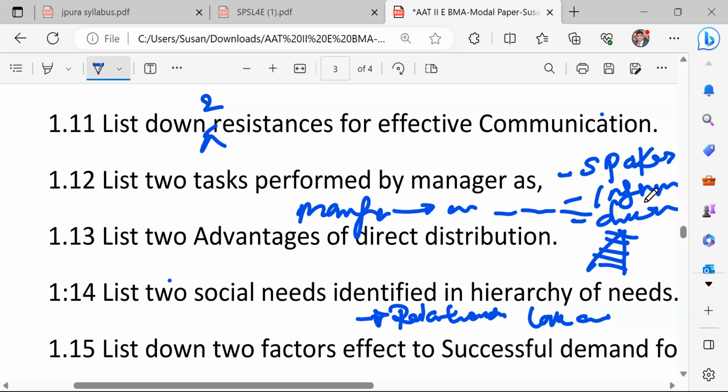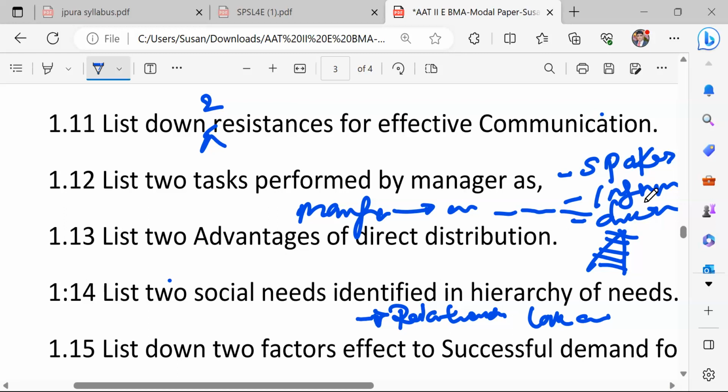What is the advantage? The price will be low. Why? In indirect distribution, products go through a long supply chain. The manufacturer keeps his profit margin, then the wholesaler adds his profit margin, the retailer adds his profit margin, and finally the customer pays these margins. If the manufacturer sends directly, the customer gets a lower price, and the manufacturer can also get a higher profit margin. That is one advantage.